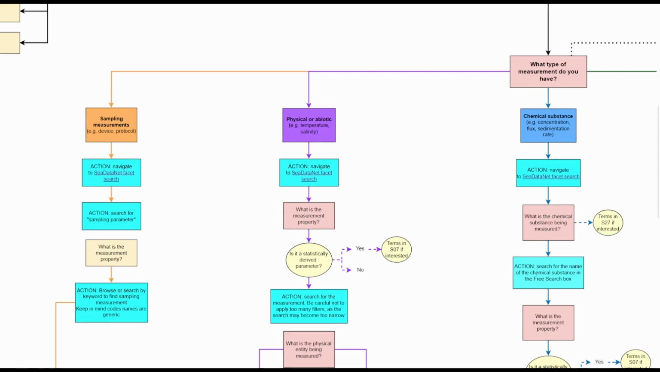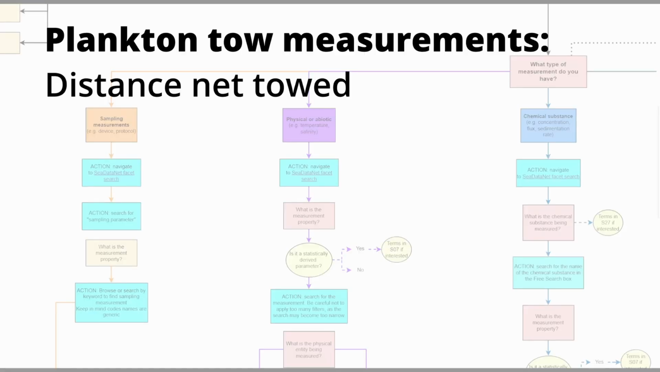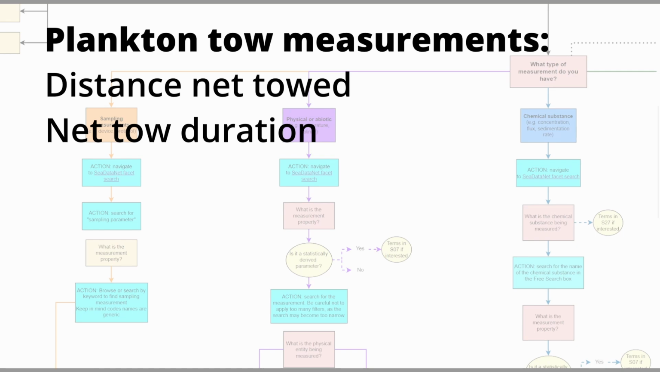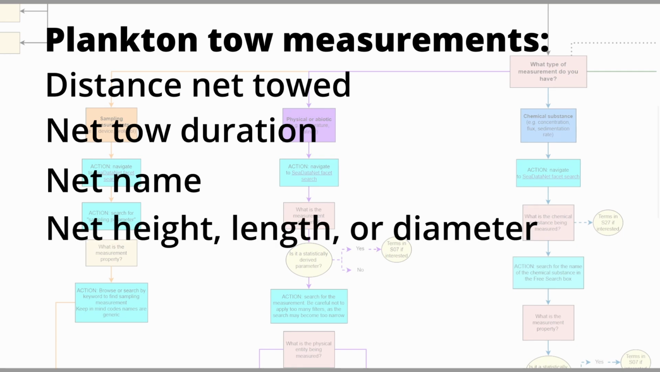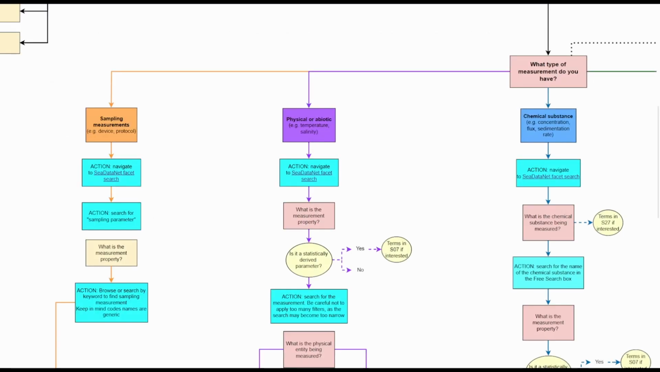Say we have towed a net through the water to collect plankton samples. There will be at least 6 measurement types related to this sample. The distance the net was towed, the time that the net was towed, the name of the net, its height and weight, or the diameter if it was circular, and its mesh size. So let's go now to the SeaDataNet facet search to find P01 codes for each of these measurement types. And as usual, we will use the decision tree to guide us during our search.